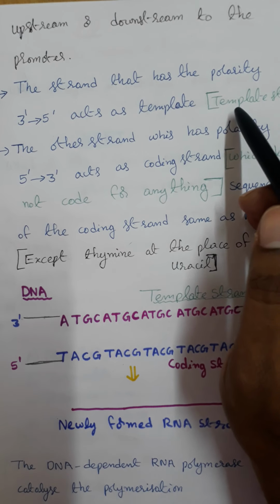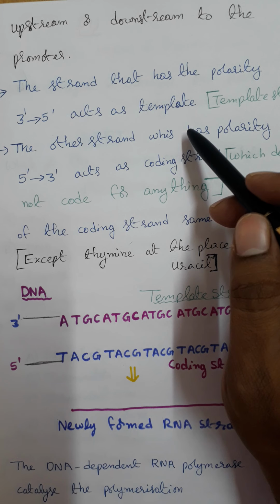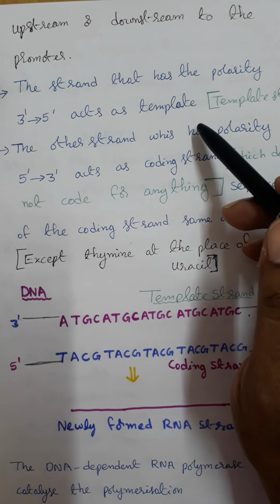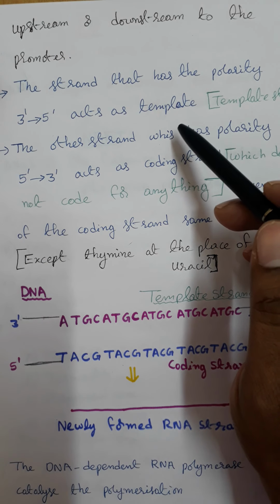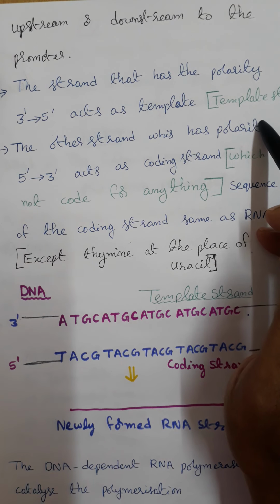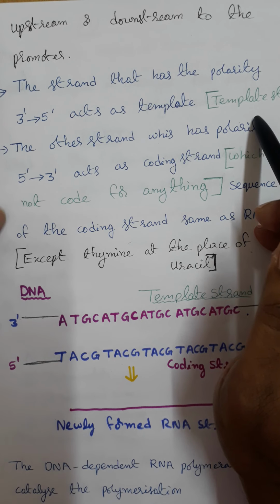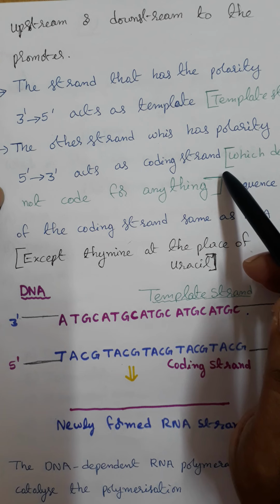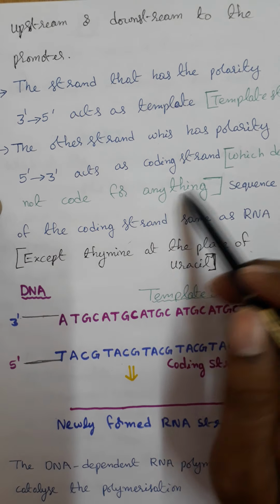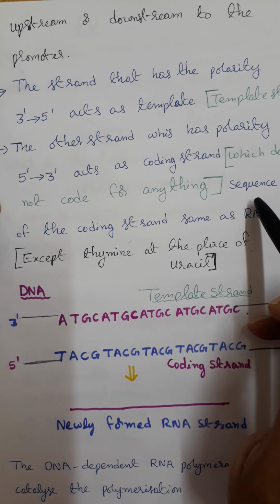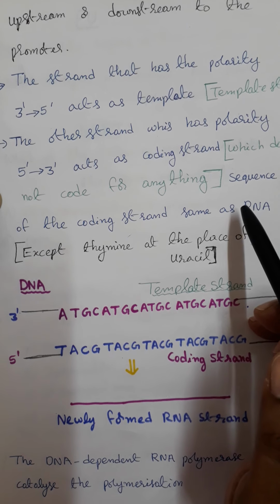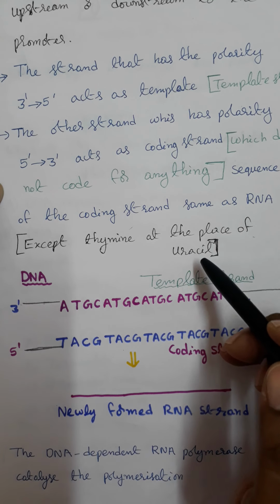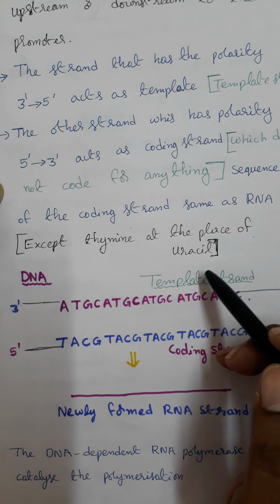The strand that has polarity 3' to 5' acts as the template. Already told, the strand that has polarity 3' to 5' acts as the template strand that's involved in the synthesis of the RNA molecule. The other strand, which has polarity 5' to 3', acts as the coding strand, which does not code for anything. The sequence of the coding strand is the same as RNA, except thymine in place of uracil.